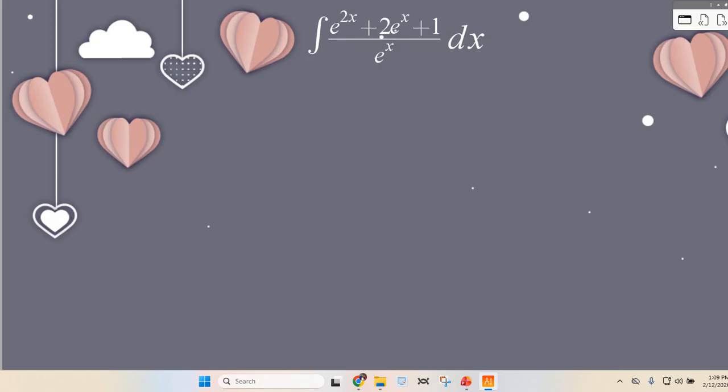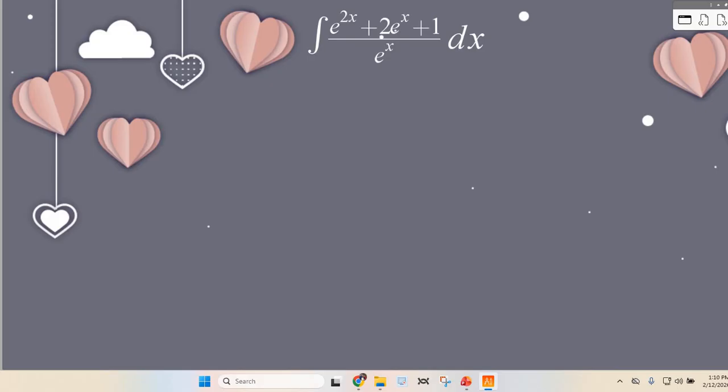Yes, no, maybe? So what do we want to make our u? Which do we feel like in our heart should be the u? E to the x. Just the one on the bottom? Only e to the x. So if I let e to the x be u, then the derivative of e to the x is e to the x. So I would have e to the 2x plus 2u plus 1 divided by u.